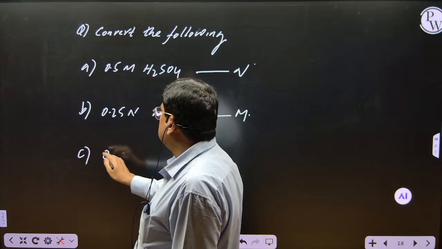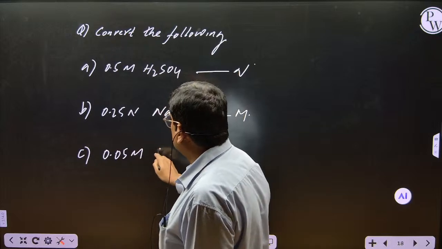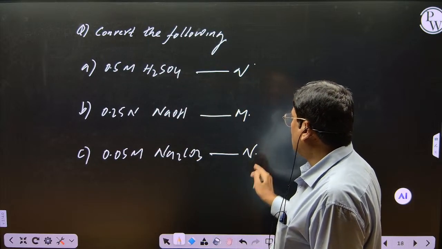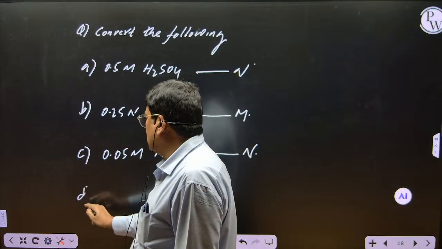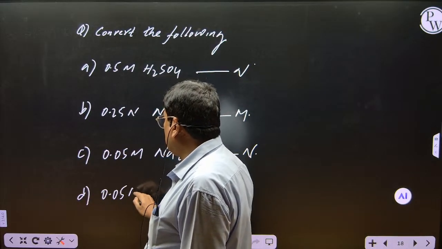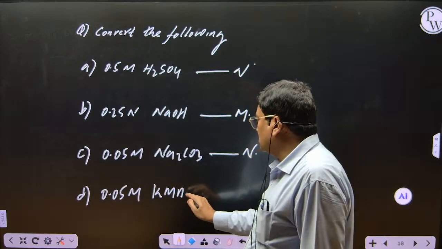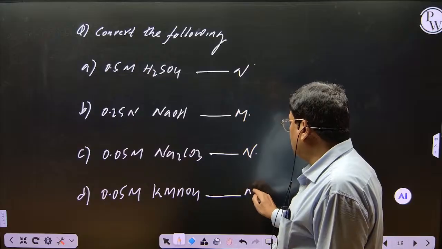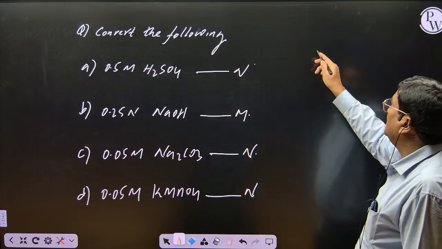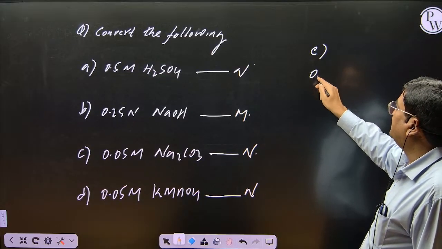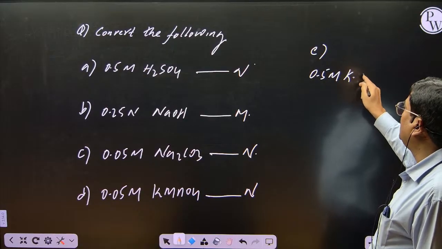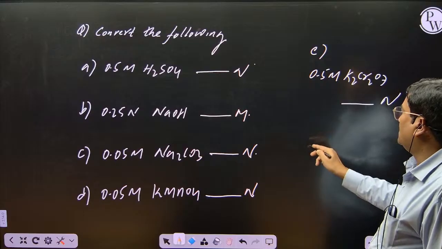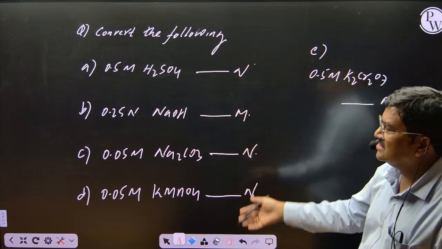C. 0.05 molar washing soda. You know washing soda Na2CO3 is how many normal? D. 0.05 molar potassium permanganate. You know it acts as an oxidizing agent. In 11th you studied. Will be how many normal? And E, 0.5 molar potassium dichromate will be how many normal? Convert this.